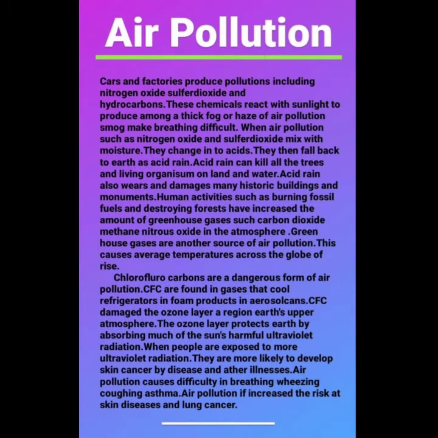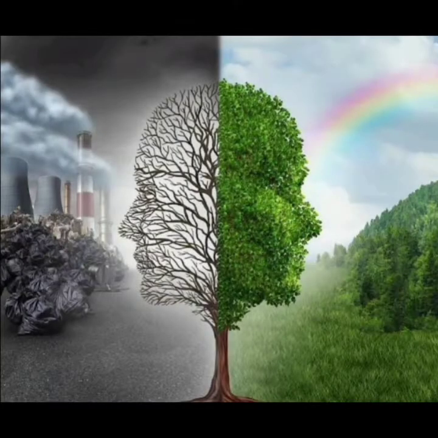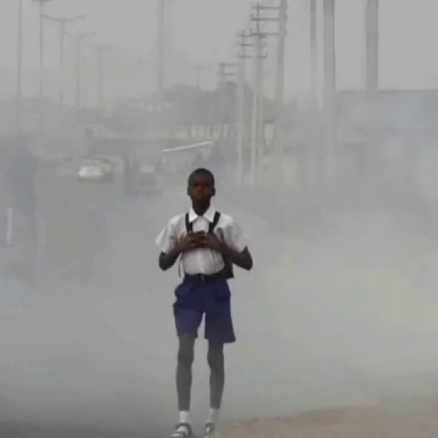Secondly, the major environmental problem faced by us today is air pollution. Cars and factories produce pollutants including nitrogen oxide, sulfur dioxide, and hydrocarbons. These chemicals react with the sunlight to produce smog, a thick fog or haze of air pollution. Smog makes breathing difficult. When air pollutants such as nitrogen oxide and sulfur dioxide mix with moisture, they change into acids. They then fall back to earth as acid rain.